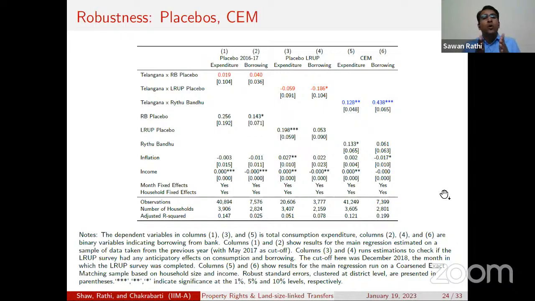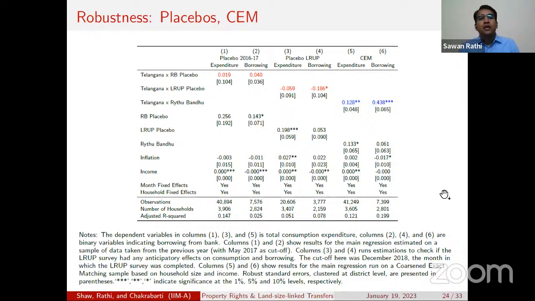What we do is we do a placebo. We take exactly same months, exactly 1 year before, when obviously the Raitu Bandhu would not have taken place either in treatment or in control. And what we find is if it was just a crop cycle, or if it was just a happenstance, it would have happened 1 year before also, right? But we are finding that both the coefficients are not significant.